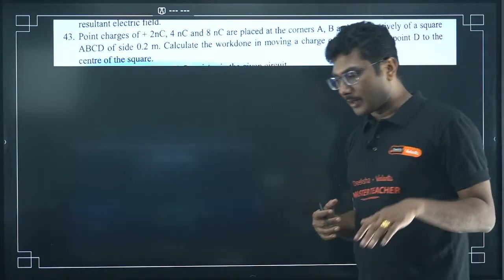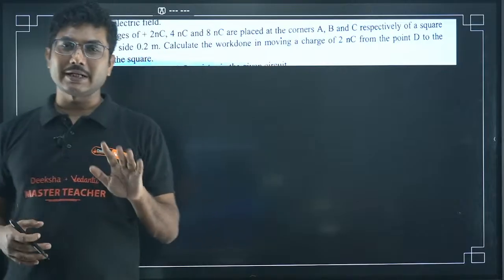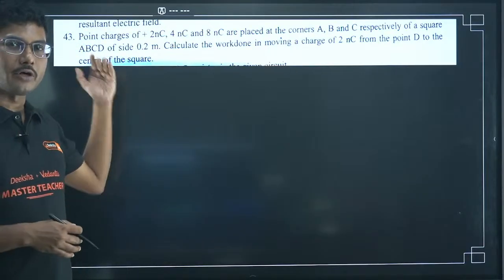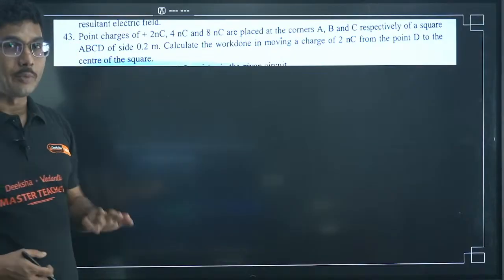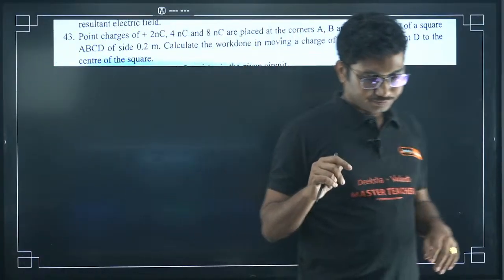Okay, no problem. Even if you have just only written the direction incorrectly, 1 mark will be deducted. If you have solved the problem exactly as I solved it, and your answer is the same, you will get 4 marks. Only direction, 1 mark is there.